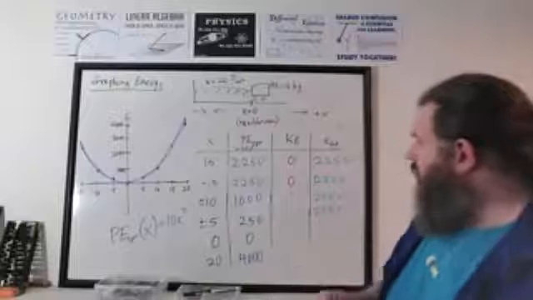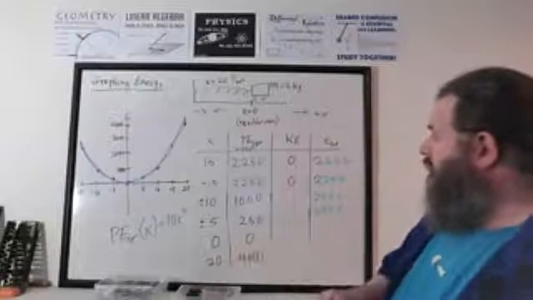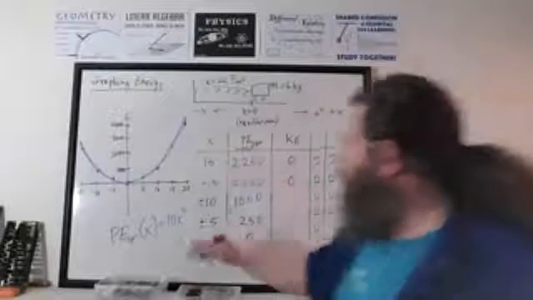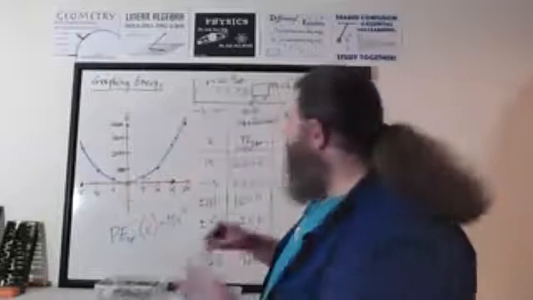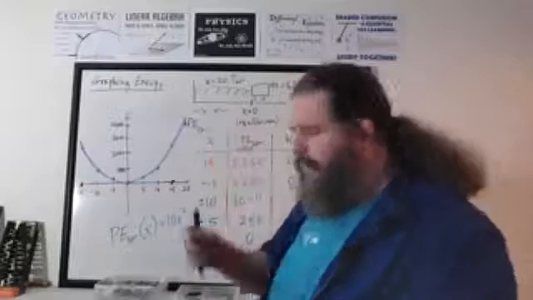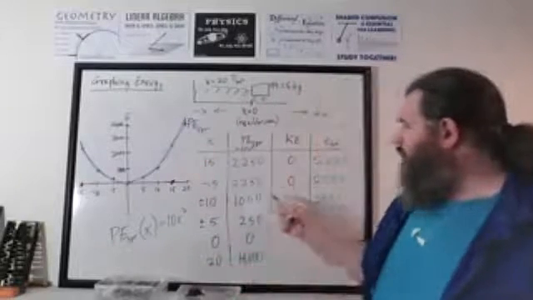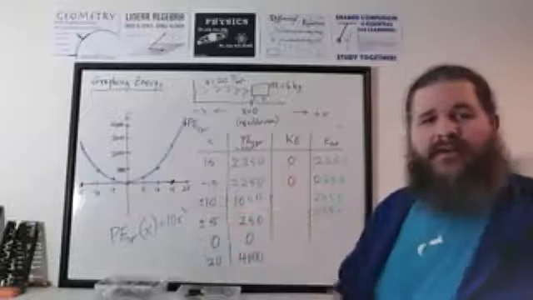We could also graph kinetic energy as well. We know a couple of data points for kinetic energy. We know when x is 15 or negative 15, the kinetic energy is 0. So we label this potential energy. How could we find some other values of kinetic energy? Like how could we find the kinetic energy when x is 10 or negative 10?